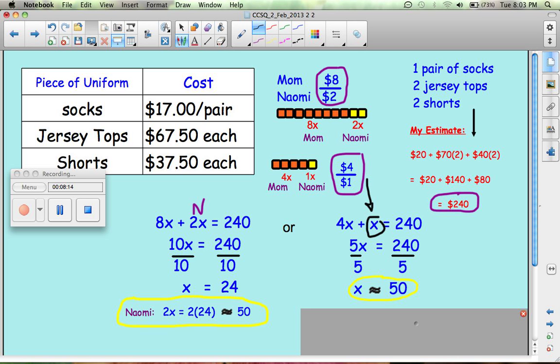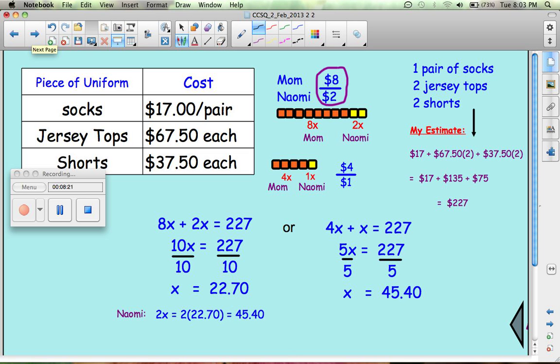So my answer is what we expect Naomi to pay. So are you thinking you already know which multiple choice answer it is? We know it's close to $50. Let's go ahead and figure it out.